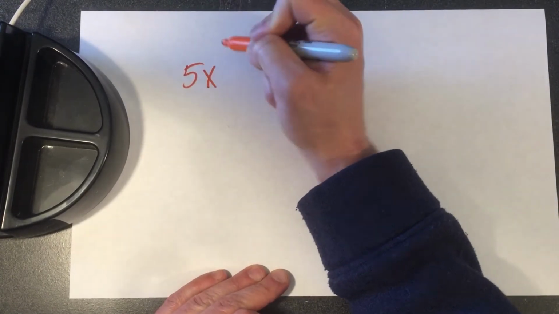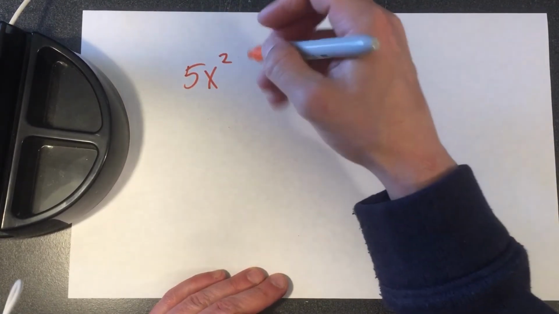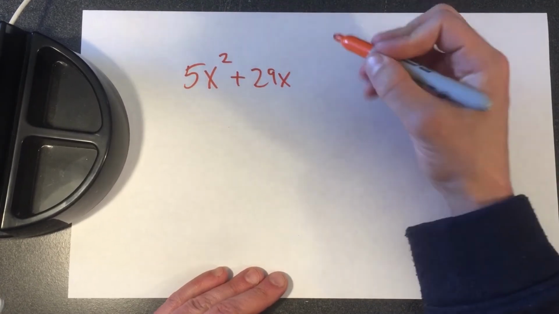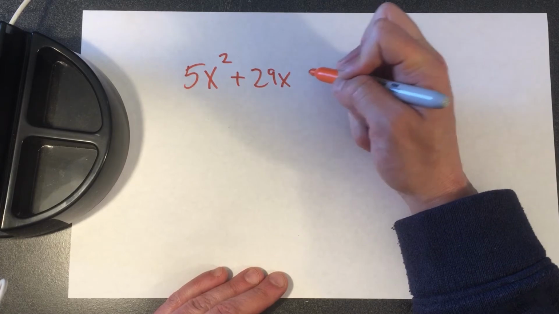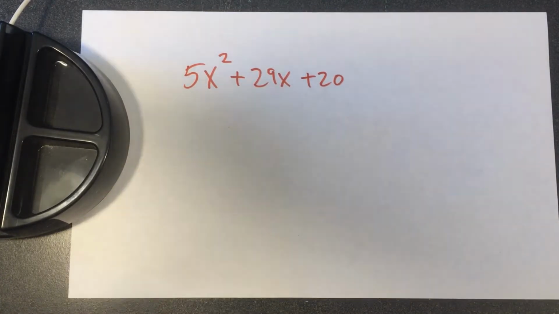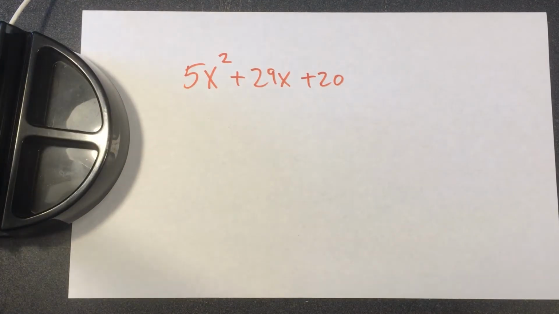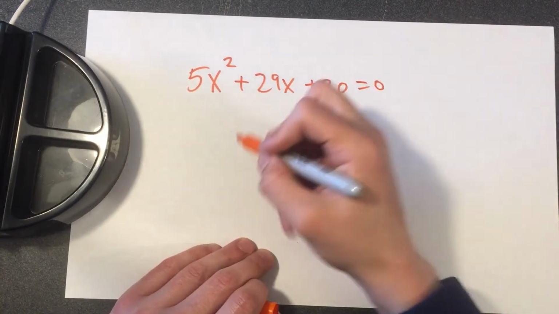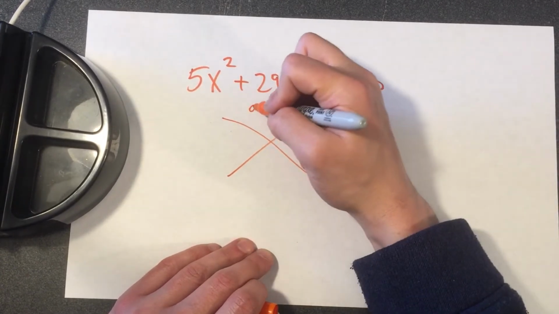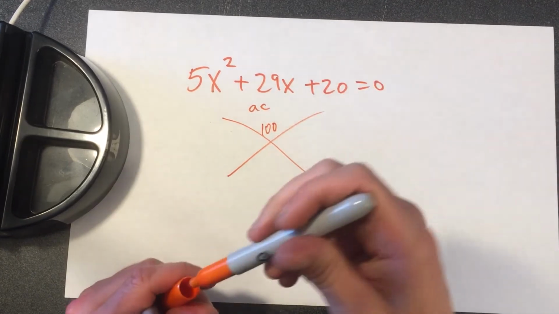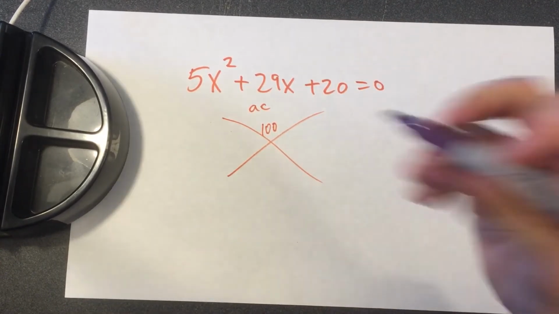We also covered in class what happens if we have to factor a quadratic that has a number in front of it. Well, no problem. We just use this form. So this equals 20. Doesn't matter. We still use our crosshairs method. It's a times c. That's 5 times 20. We need two numbers that multiply to 100, but add to 29.